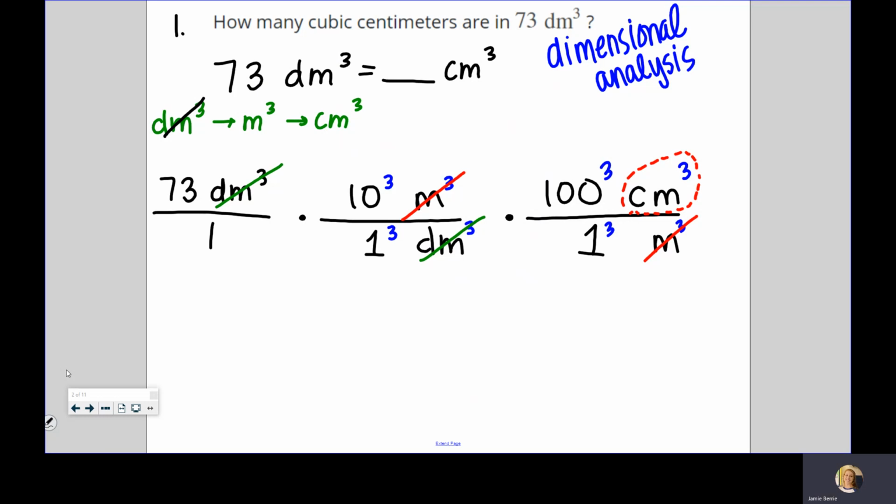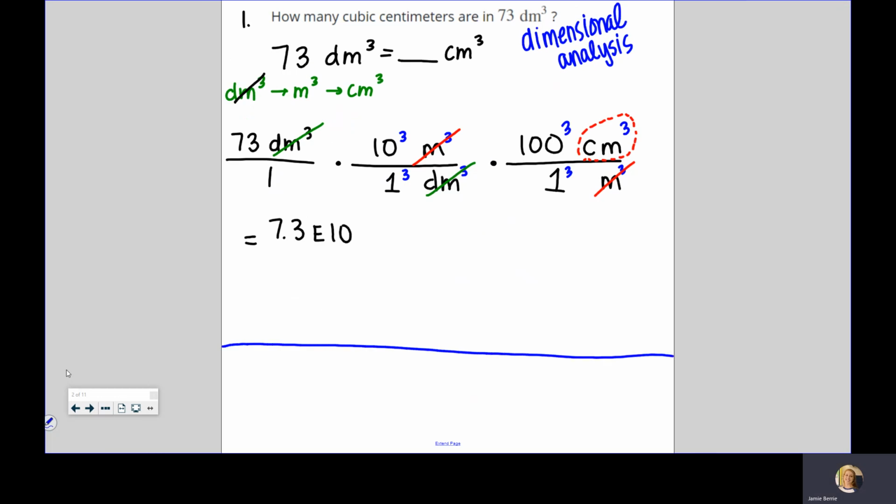All right, so 73 times 10 raised to the third times 100 raised to the third. Mine comes up and it says this weird output. It says 7.3 E10. This is scientific notation as written by your calculator.